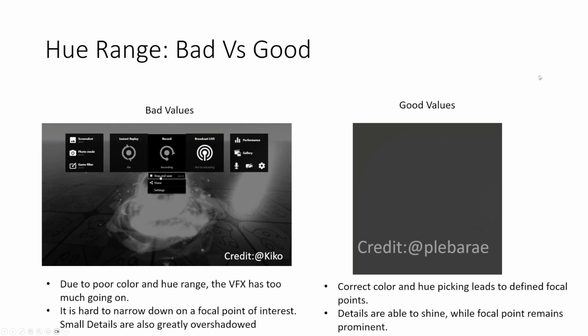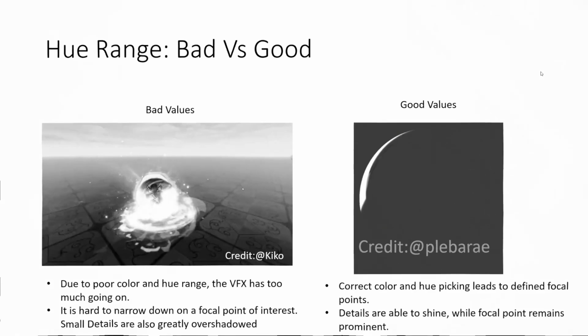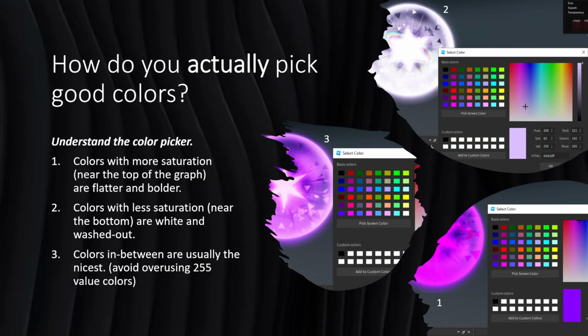Now, how do we actually pick good colors? Understand the color picker on Roblox. Colors with more saturation are flatter and bolder. Colors with less saturation near the bottom are white and washed out. Colors in between are usually the nicest, and avoid overusing the 255 value colors.